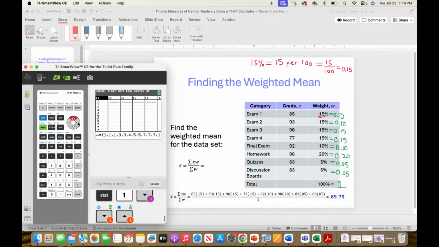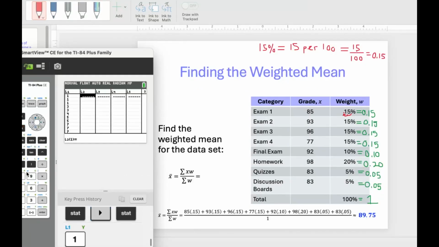I'm going to go ahead and use list 2, and that's just because in another video to follow, I'm going to go over measures of variation, and we're going to use this same data set that we have here. So let me just keep all that in list 1. All right, list 2, we're going to go ahead and put in our grades. So 85, 93, 96, 77, 92, 98, 83, and 83.